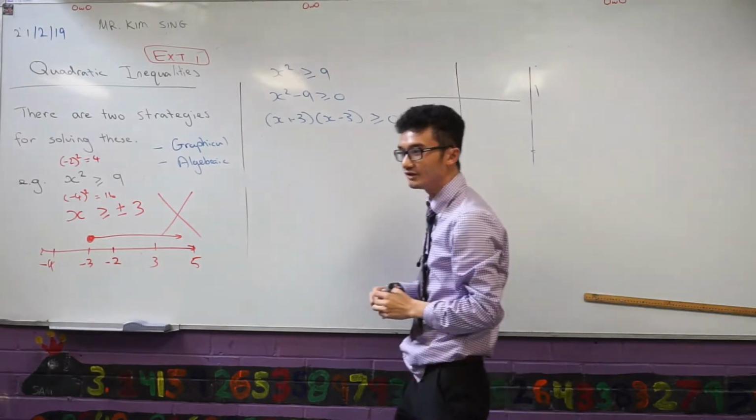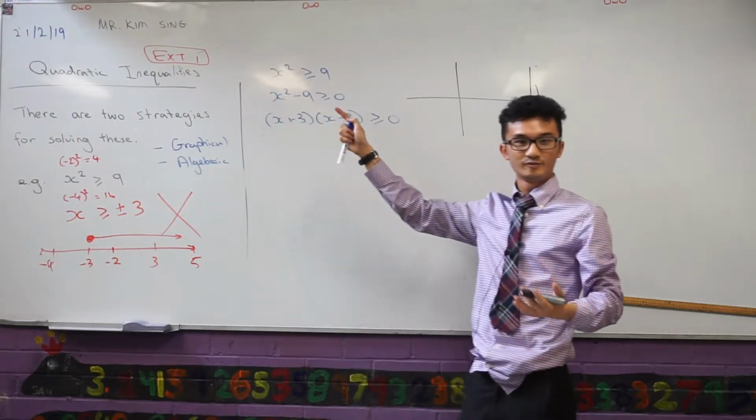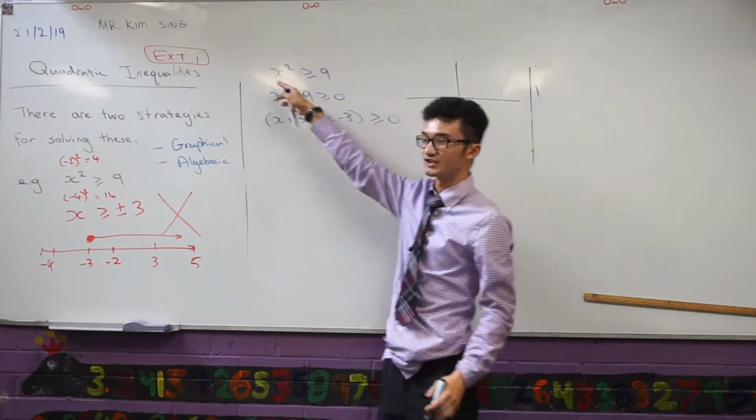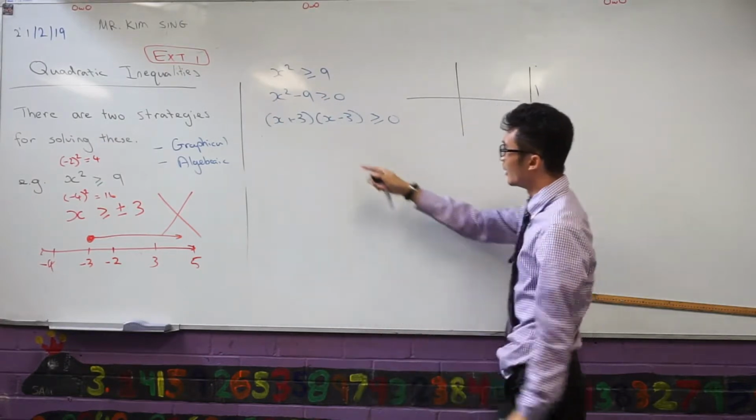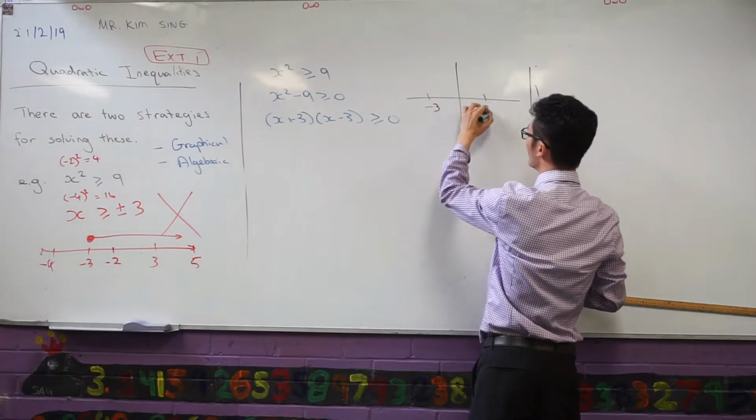I need to know the concavity. So what's the concavity of this one? It's happy face, eh? Concave up, because the coefficient of x squared is positive. And I know that the intercepts are positive 3 and negative 3, so I can put that in there. And I'm going to draw this out.